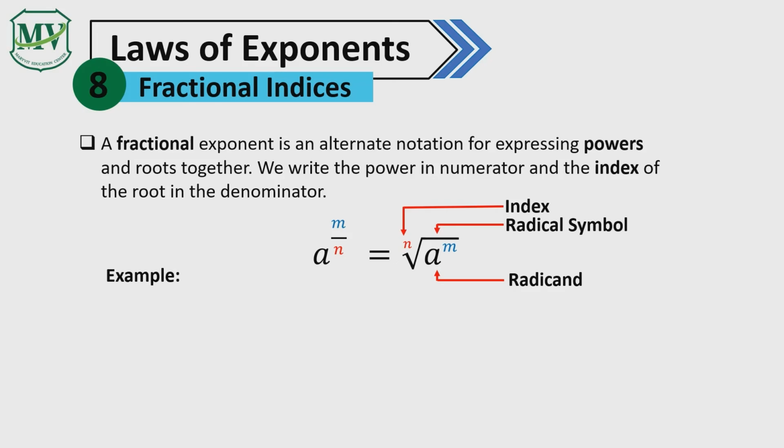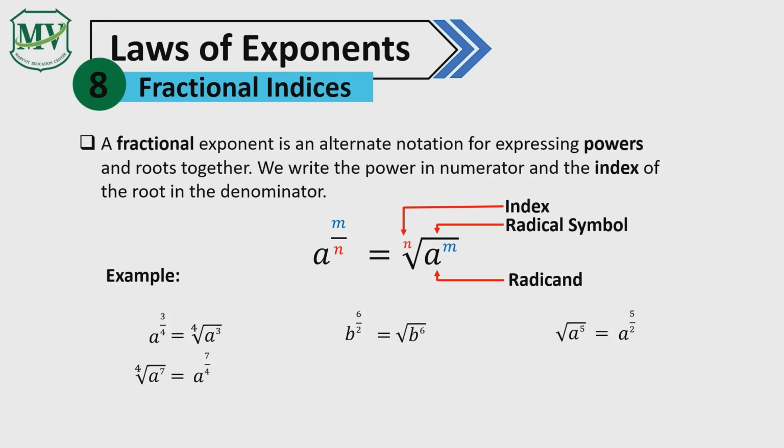Now, let's have an example. a raised to the power of 3/4 is equal to the 4th root of a cubed. Let's have another one. b raised to the power of 6/2 is equal to the square root of b raised to the power of 6. It could be also the other way around. Square root of a raised to the power of 5 is equal to a raised to the power of 5/2. 4th root of a raised to the power of 7 is equal to a raised to the power of 7 over 4.